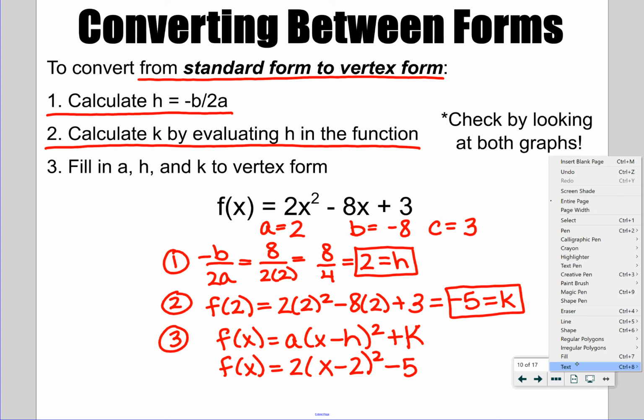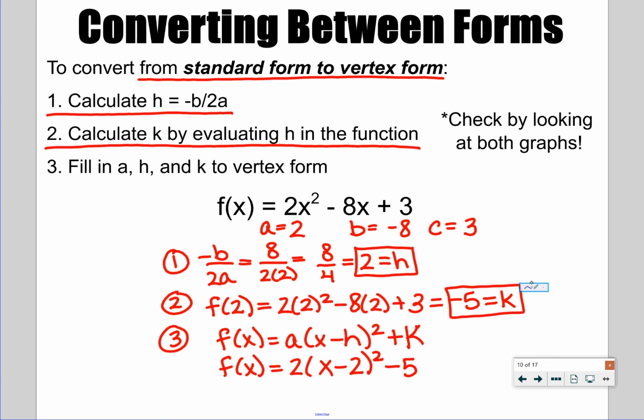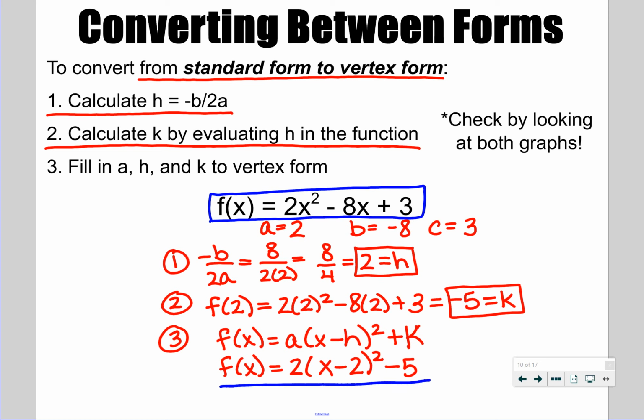Again, you check this problem the same way you check the other one. You can graph the original equation in your calculator. You can graph your answer in the calculator, and you can easily see that they would be the same parabola, therefore they are the same function, so you converted correctly.